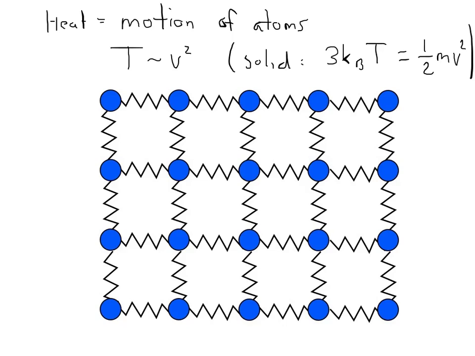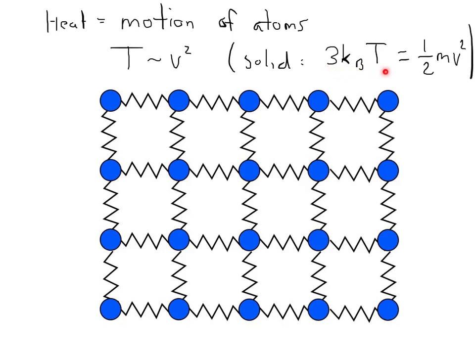And so we know that heat is equal to the motion of atoms. In other words, heat in an object is just the atoms in the object vibrating around and interacting with each other. And we know from our expression for the relationship between the temperature and the average kinetic energy in an ideal gas that the temperature goes as the velocity squared. And more specifically, in a solid, we know that 3 kBT is 1/2 mV squared.